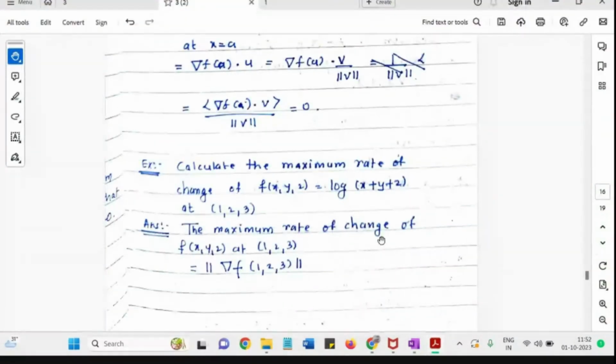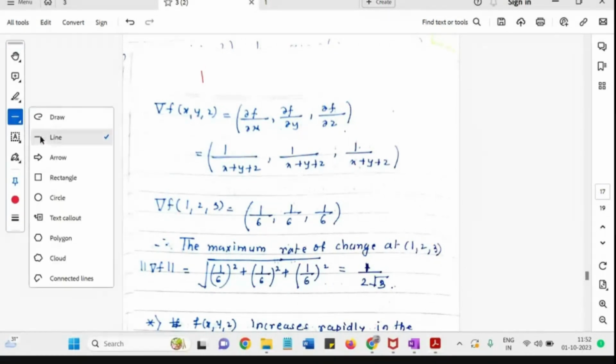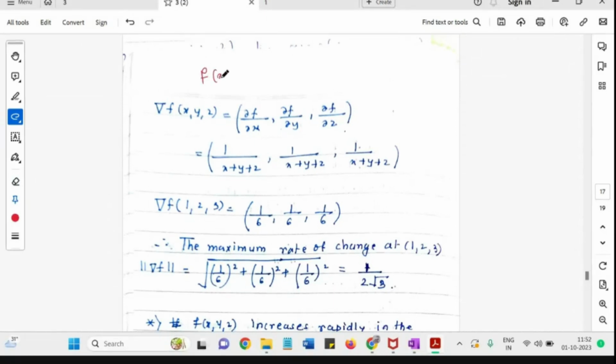So the maximum rate of change of f(x, y, z) at the point (1, 2, 3) is the norm of the gradient of f at (1, 2, 3). Okay, so my function f(x, y, z) is given to be log(x + y + z). If you take the derivative of f with respect to x, it will be 1 upon (x + y + z) into the derivative of (x + y + z) with respect to x, which will turn out to be 1. Okay, we can check that over here.